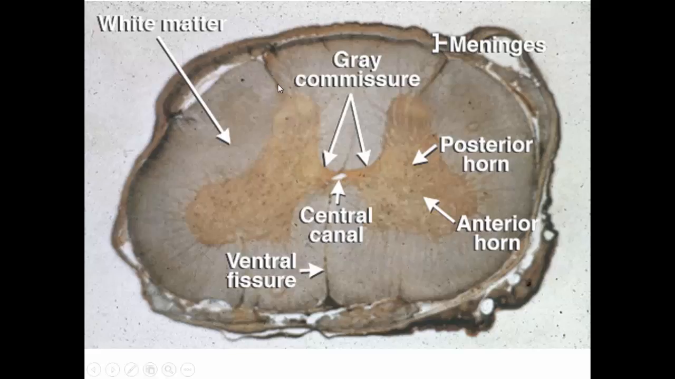As we look at a cross-section of the spinal cord, we have cell bodies and dendrites centrally located. They make up this butterfly shape of gray matter. And then we have the white matter, the tracts, all around the outside. We have a tiny hole. This is the equivalent of the ventricles of the brain. This is the central canal, and we'll have cerebrospinal fluid in there.